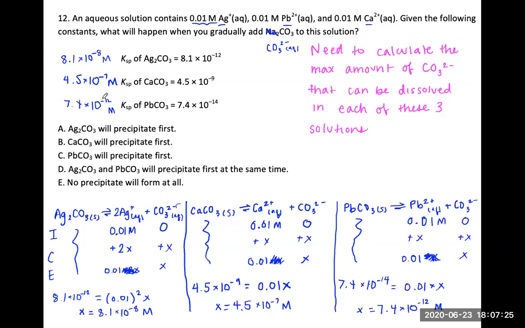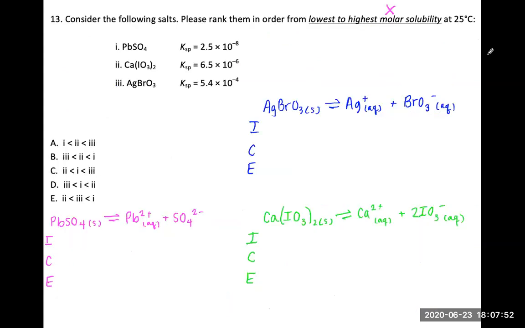Okay. And so then we can see that the lead carbonate solution would precipitate out first, because as soon as we have this really, really small amount of carbonate in solution, we'll end up starting to make a solid. And so this will precipitate out first.